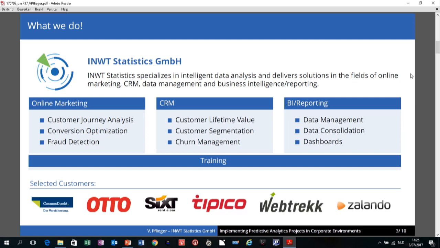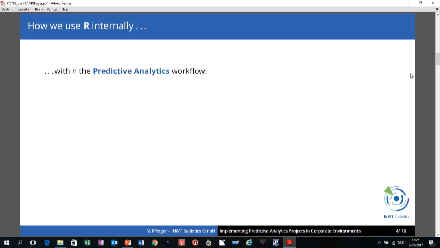Then typical topics in customer relation management are customer lifetime value and churn management. And then we have BI and reporting, where we develop dashboards, things like that. Derived from all of this experience, we set up trainings. That can be a small workshop on a very specific topic, or a whole training for how to become a data scientist. So that's what we do.